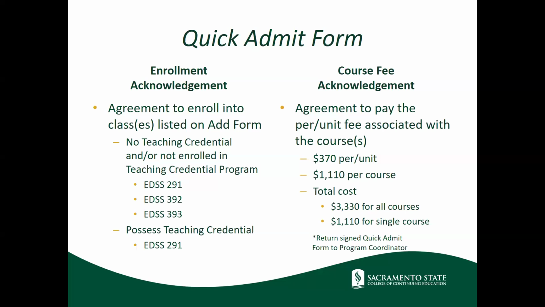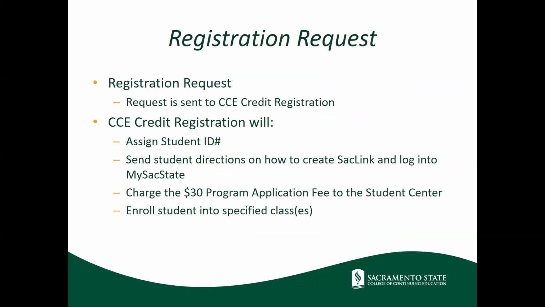Upon completing the quick admit form, you will return the form to the program coordinator. Once the program coordinator has received your completed quick admit form, they will submit a registration request to the CCE Credit Registration Department, where an enrollment services representative will assign you a Sac State ID number.